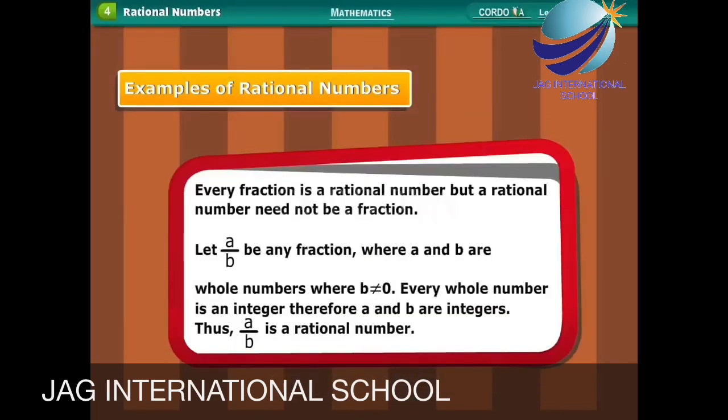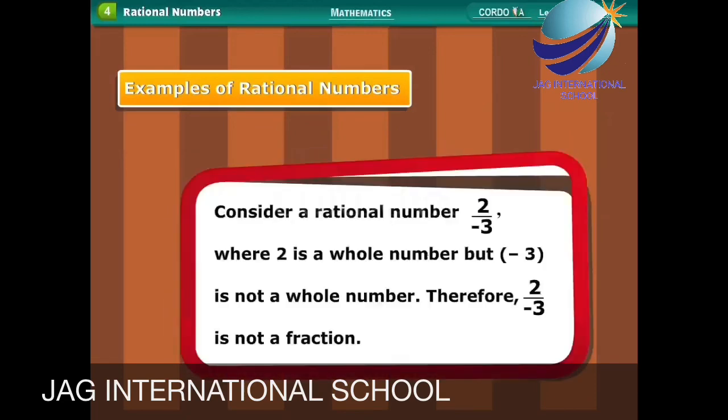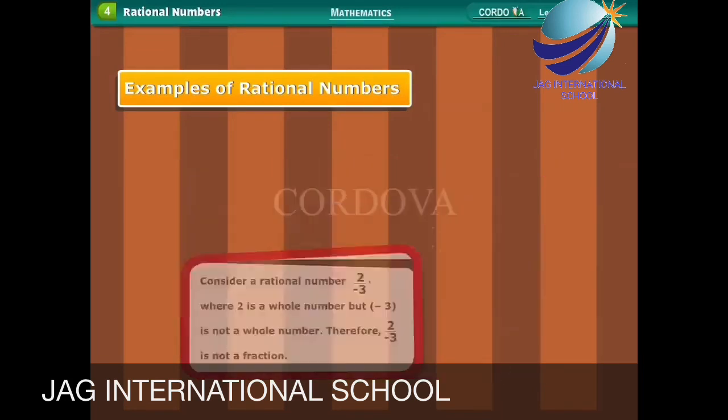Every fraction is a rational number, but a rational number need not be a fraction. Let a upon b be any fraction, where a and b are whole numbers, where b not equal to 0. Every whole number is an integer. Therefore, a and b are integers. Thus, a upon b is a rational number. Consider a rational number 2 upon -3, where 2 is a whole number but -3 is not a whole number. Therefore, 2 upon -3 is not a fraction.